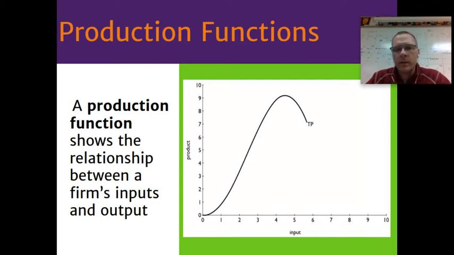But when you start seeing that 4th person, 5th person, 6th person get hired, eventually total product will fall simply because there are too many workers, too many cooks in the kitchen, if you will. They start running over each other, getting in each other's way, and they're not as efficient as they were with fewer people working.